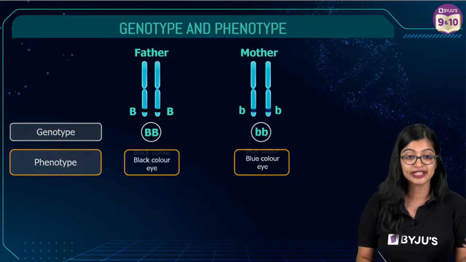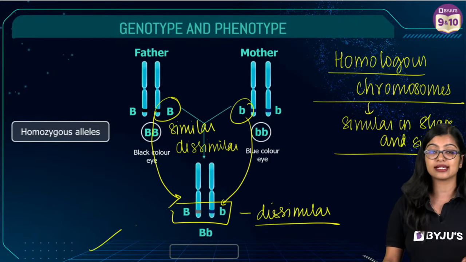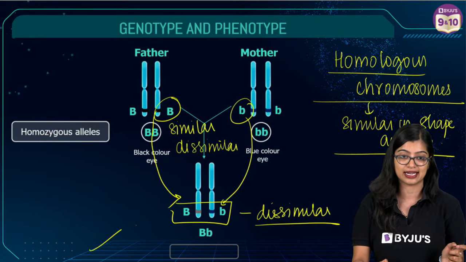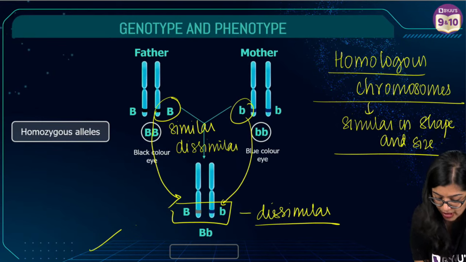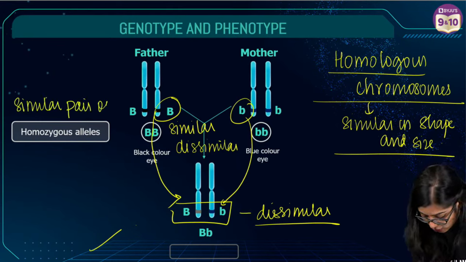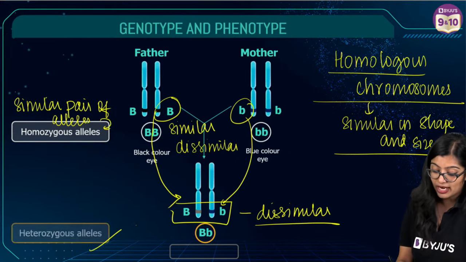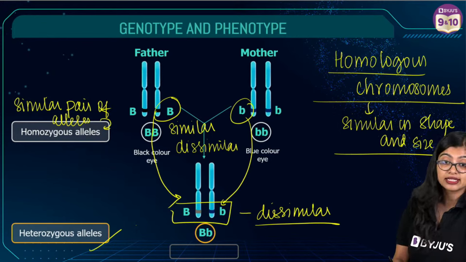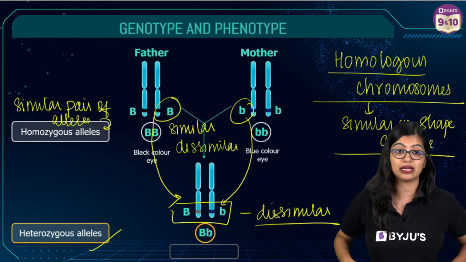Yes? What is homozygous? I will explain once again. Homozygous, that is, there is a group of similar pairs, right? Group of similar pairs. So I will write this down. If there is a similar pair of alleles, that means they are the same, that is what we mean as homozygous. But if they are a dissimilar pair, we call it heterozygous, right? So this is what we mean by it.